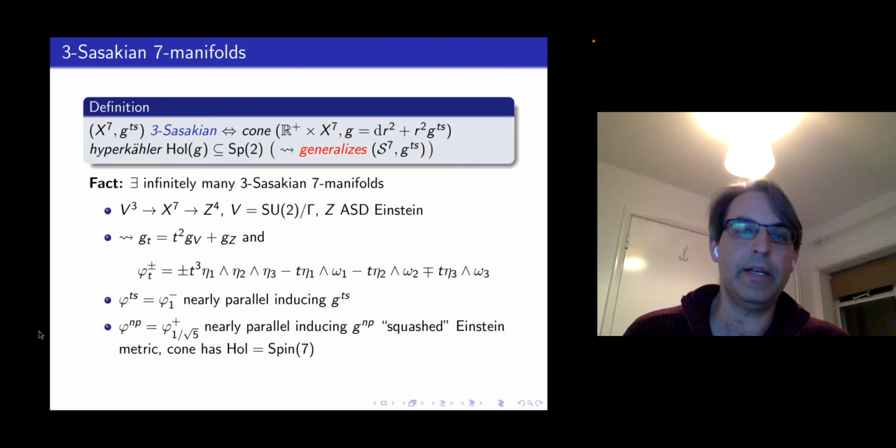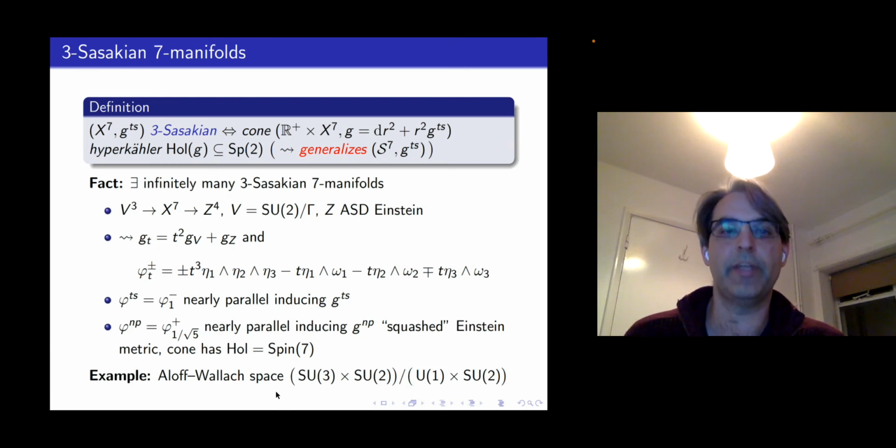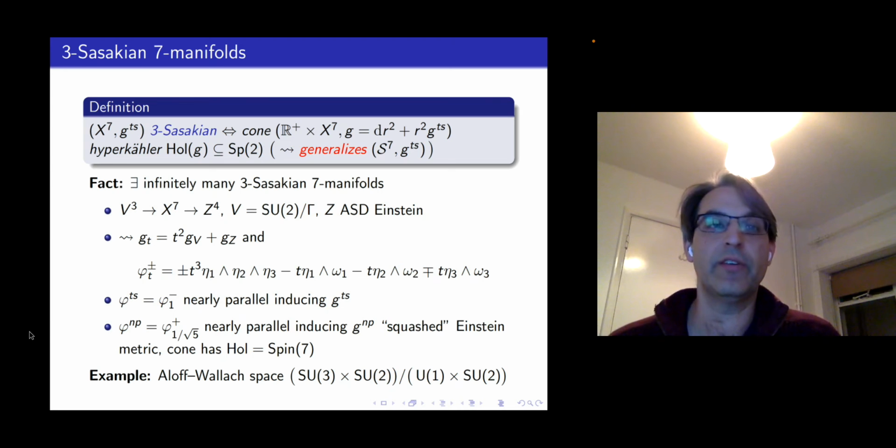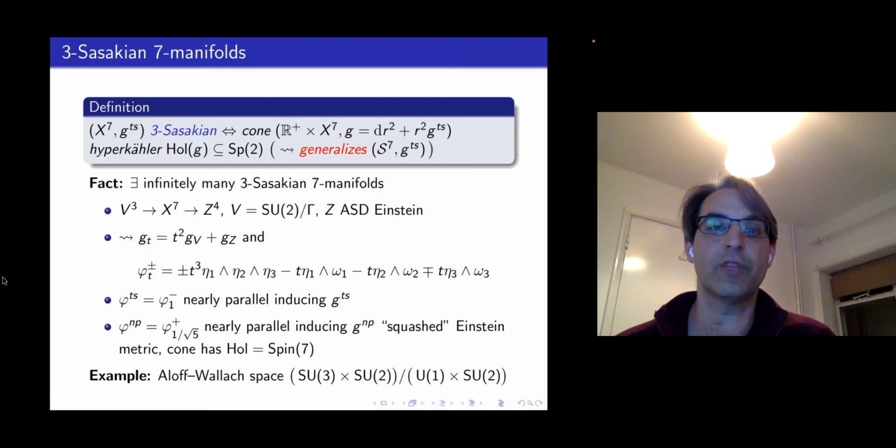And as I said, there are infinitely many 3 Sasakian 7 manifolds, but an important example that I'll mention in the following talks is the Aloff-Wallach space SU3 times SU2 quotiented out by U1 times SU2. Just to show that here is an explicit example of a 3 Sasakian 7 manifold that isn't the 7 sphere. So now we know the setting in which we want to search for DG2 instantons. Here are our two one-parameter families of G2 structures.